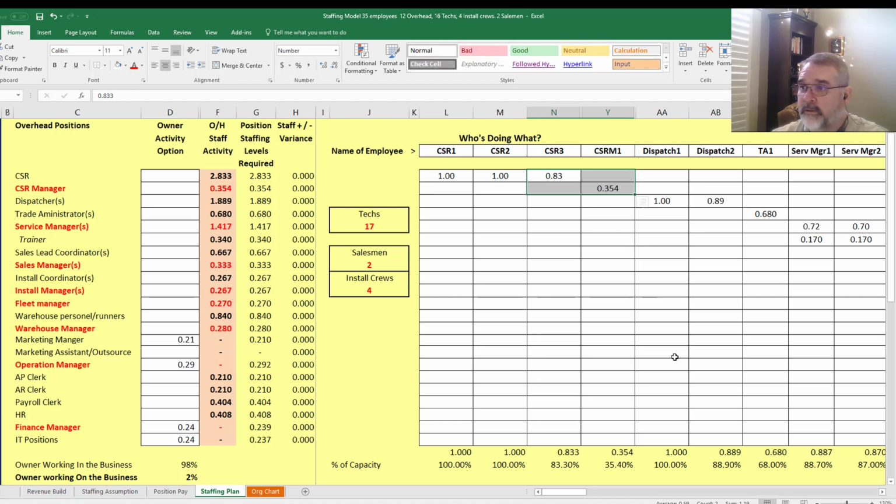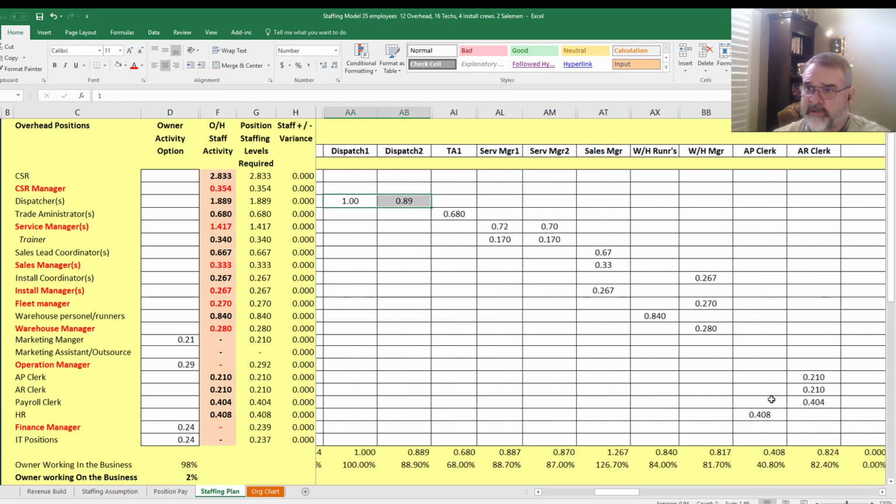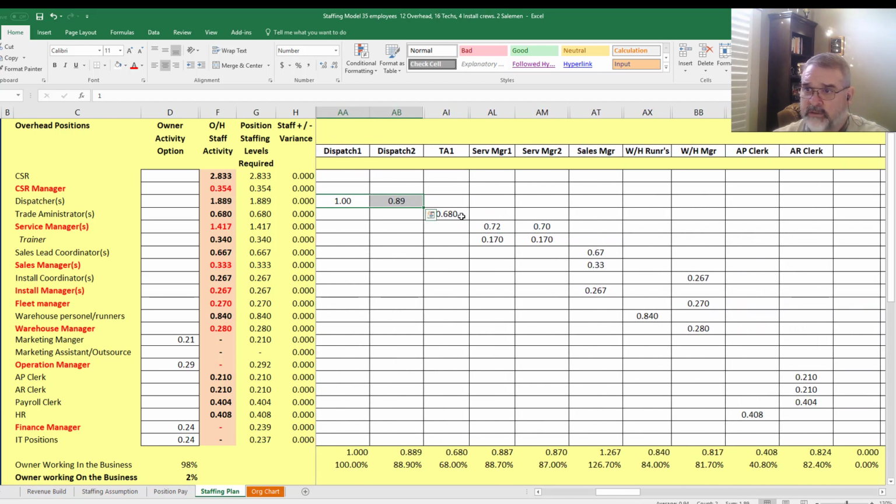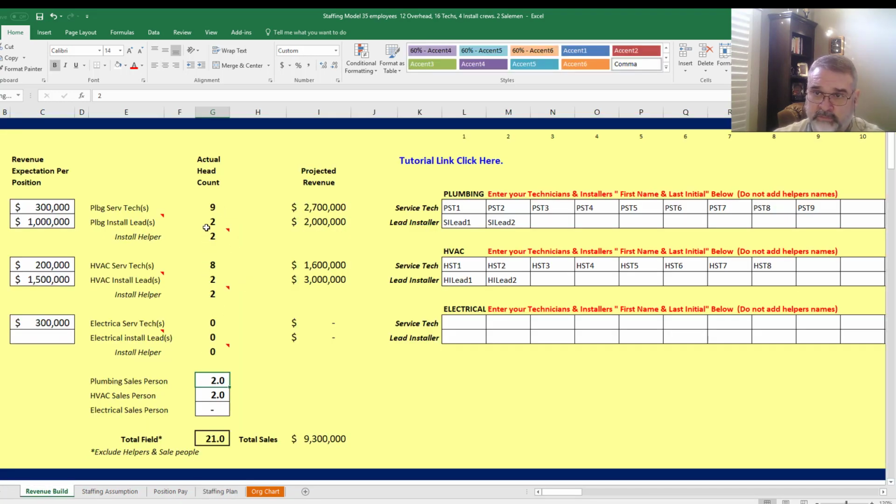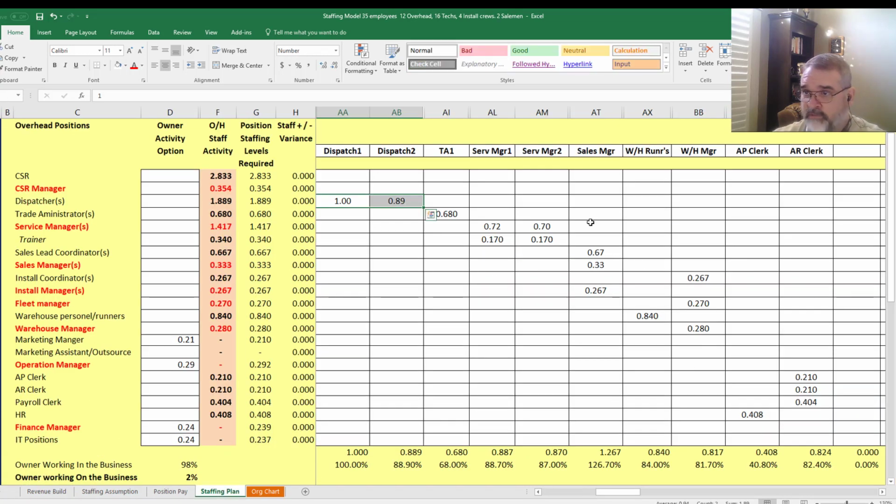Okay. At that point, now I've got dispatchers. Here are my 2 dispatchers now. I've got a trade administrator now at 68%, a service manager now at 88%, and my second service manager at 87%, because I have multiple. I basically split up my service managers by department at this point.